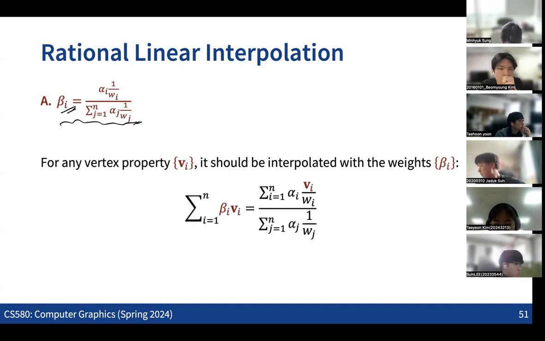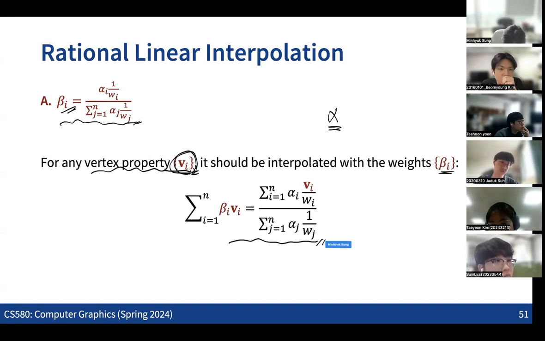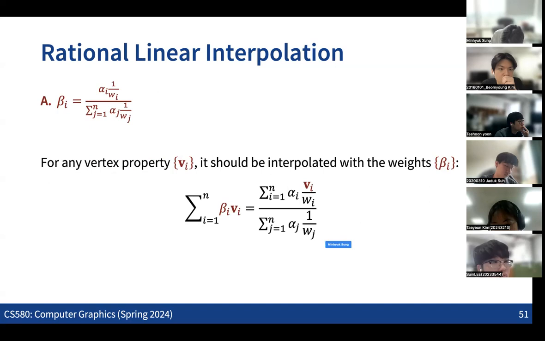So from this, what you can see is that for any vertex properties, we actually need to interpolate the vertex properties not using the alpha, but with this beta, which is defined based on the alpha and the W here. Actually, we're going to get results like this. These are the outputs when you interpolate all the vertex properties using the new weight beta here.